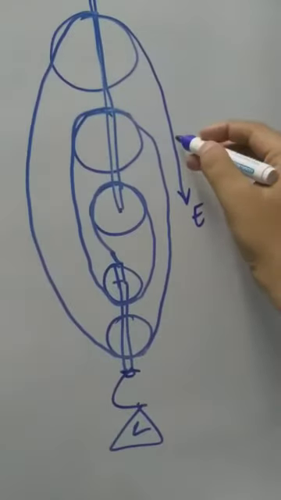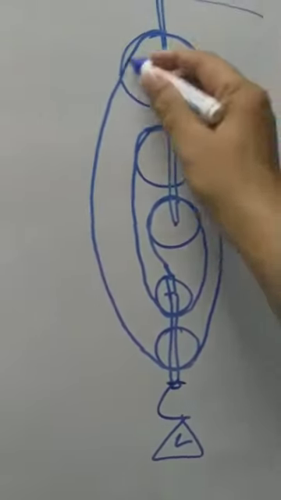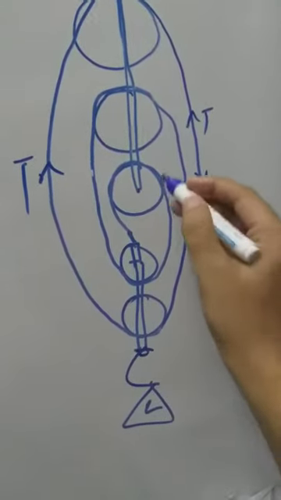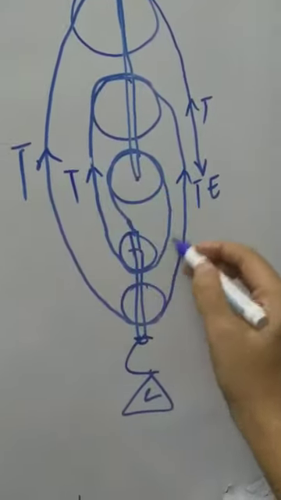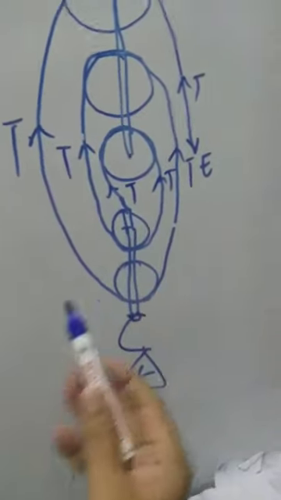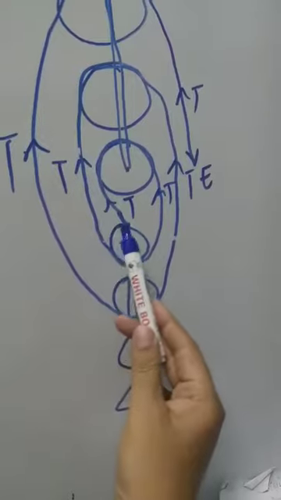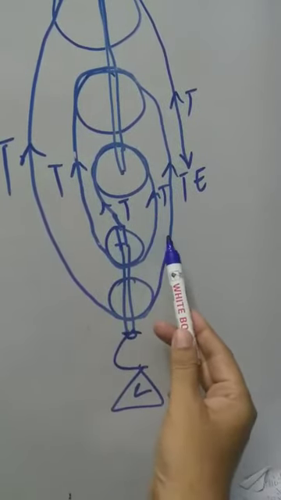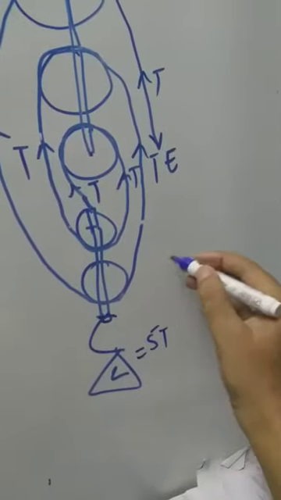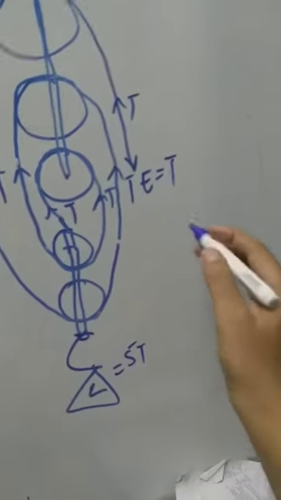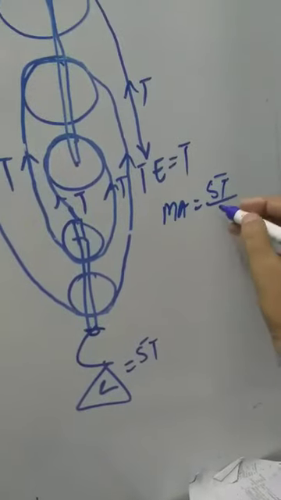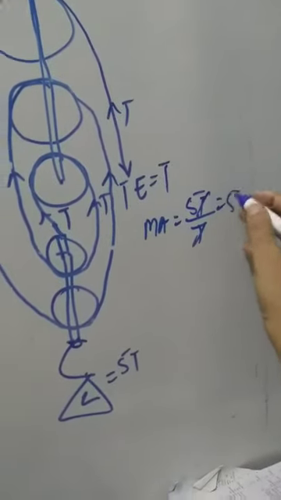Apply the effort E here. Then the string is passing over, so the tension will be shared. Here this string will share, this is T and this will be T. So now the load is supported by how many strands? 1, 2, 3, 4 and 5. So L will be equal to 5T and effort will be equal to T. So mechanical advantage will be equal to 5T by T, load by effort. So this is equal to 5.